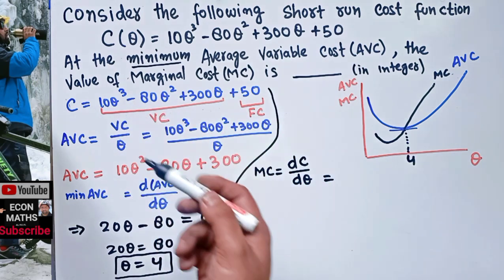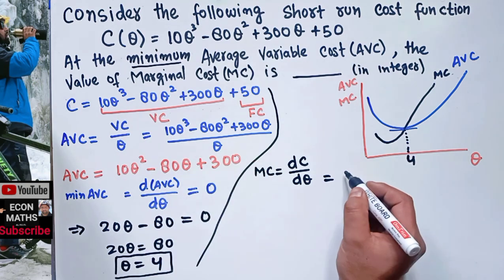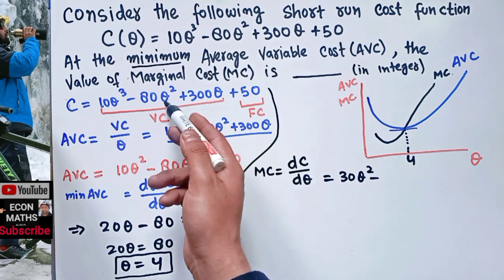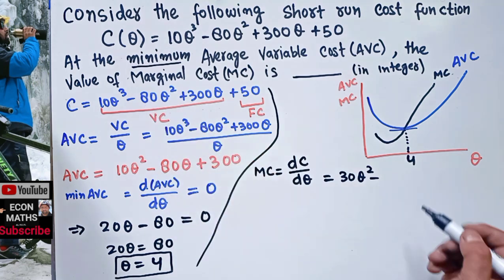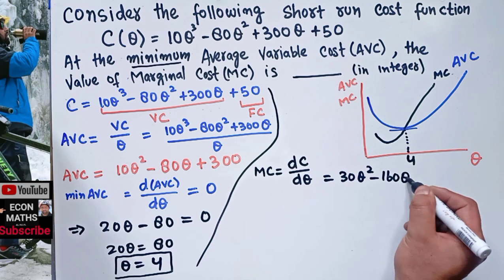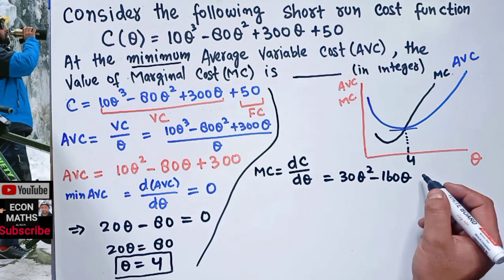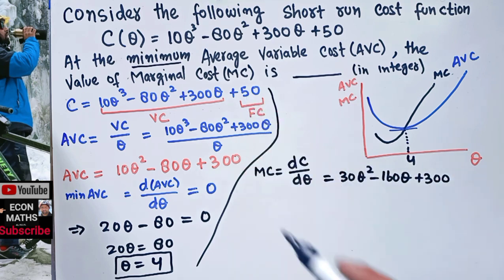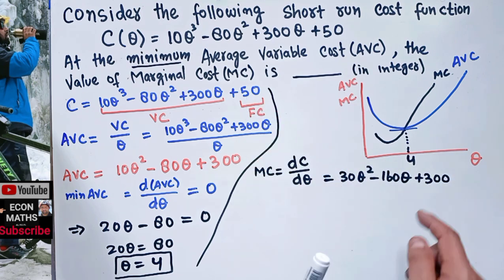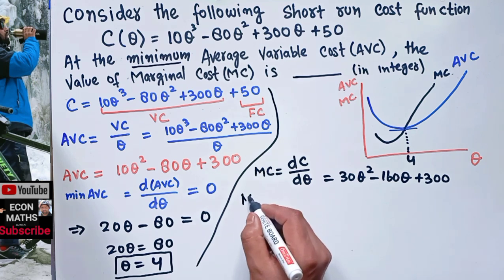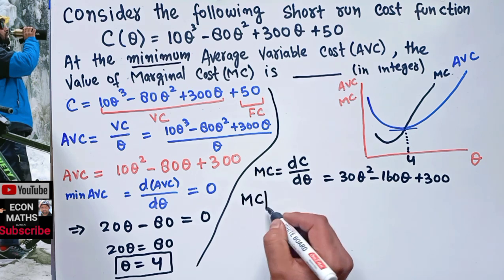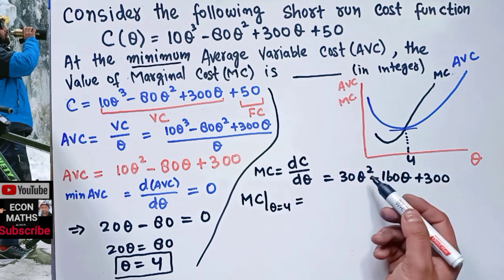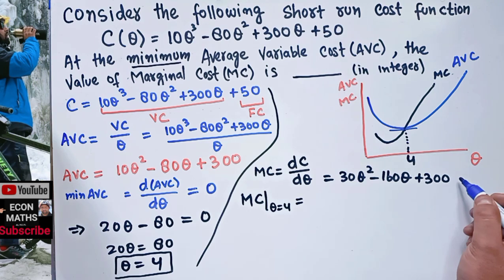of q cube will be 3q square, so 3 into 10 is 30q square, minus, the derivative of q square is 2q, so 2 eights are 16, 160q. The derivative of q in 300q is 1, so we will be left with 300. And the derivative of a constant is obviously 0. This is our marginal cost. Now we need to find out the marginal cost at q equal to 4. So let us plug the value of q equal to 4 in this marginal cost function.